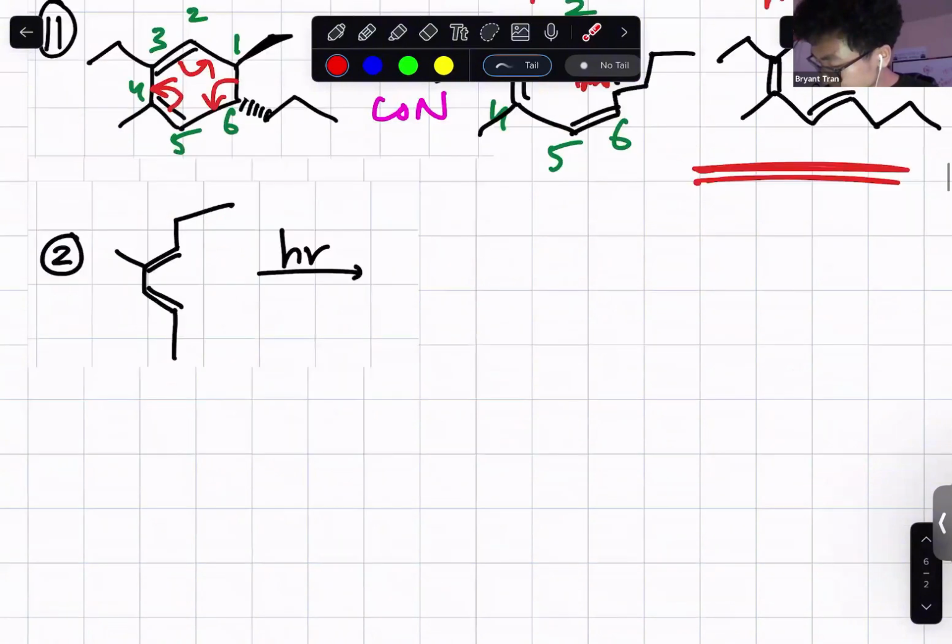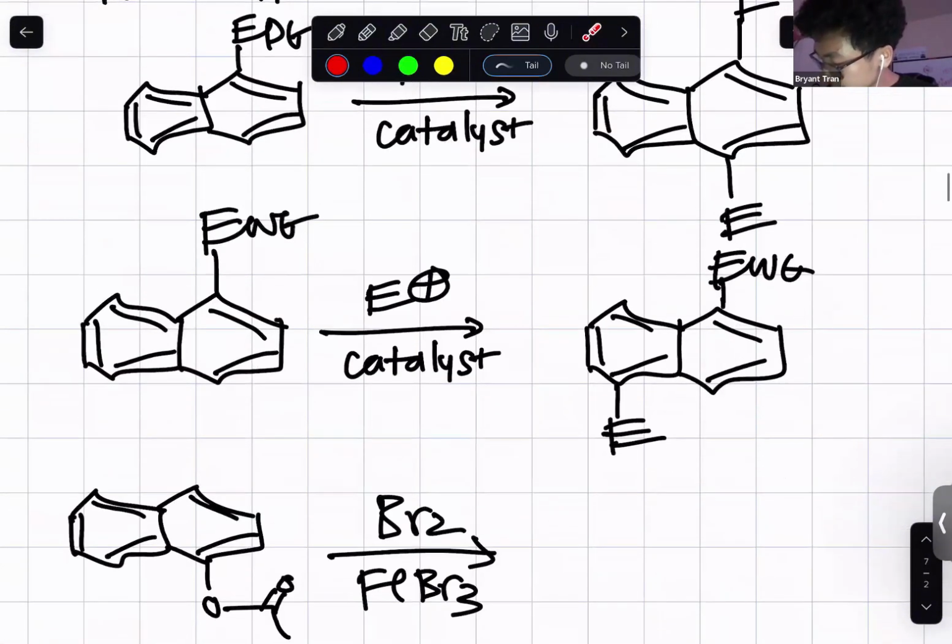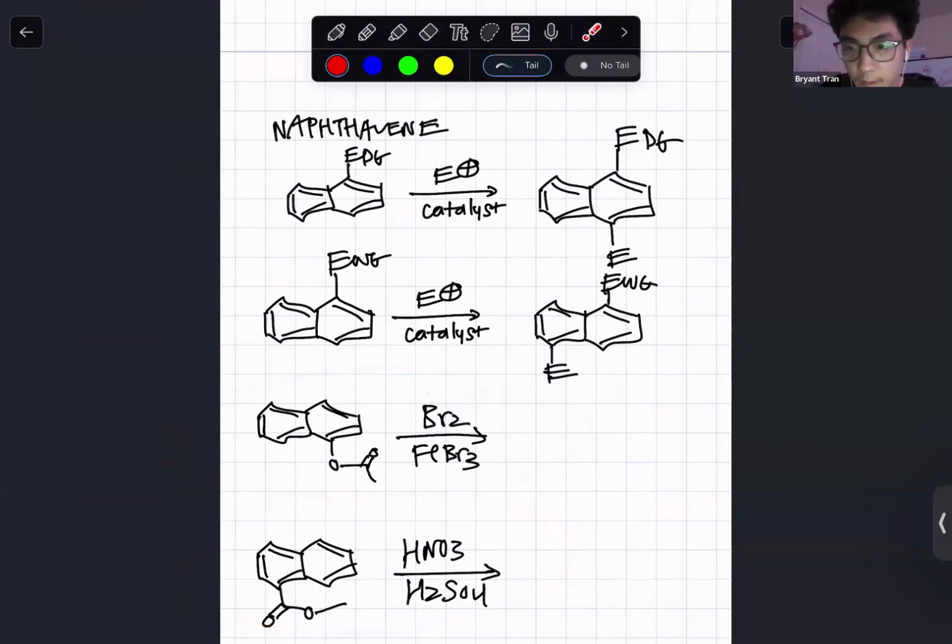So going back to naphthalene here, try these 2 predicted products out right here. Why does the E not attach to ortho for the first one, for EDG? Why does the electrophile not attach to the ortho for the first one? Yeah, so the E would not attach there because of steric hindrance. That's going to be the minor product. It would prefer the para product because that's major, right? There's less steric hindrance there.